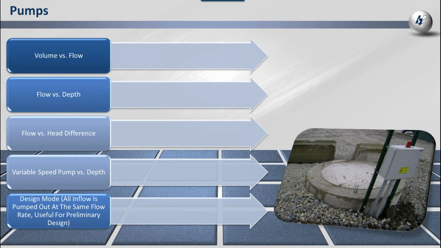Now the on-off status of pumps can be controlled dynamically by specifying startup and shut-off water depths at the inlet node or through user-defined control rules. Rules can also be used to simulate variable speed pumps that modulate the pump flow.